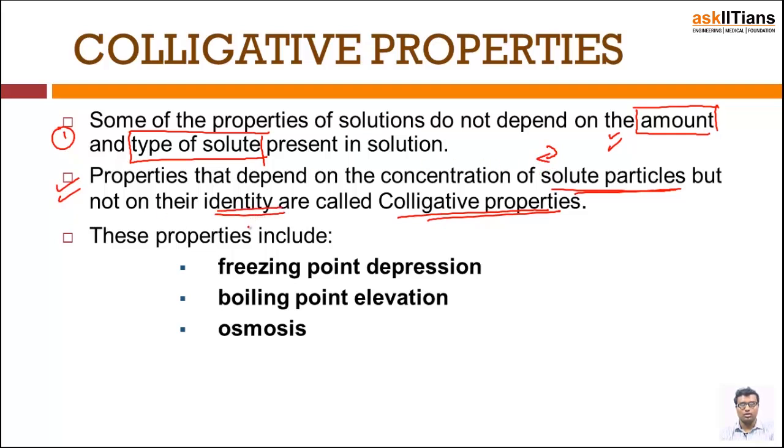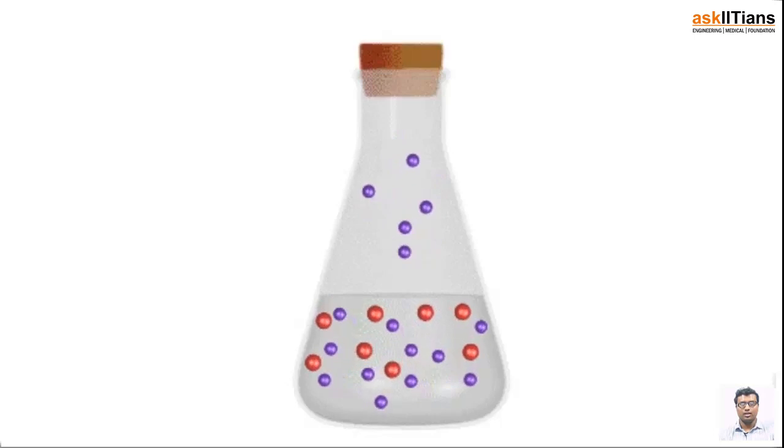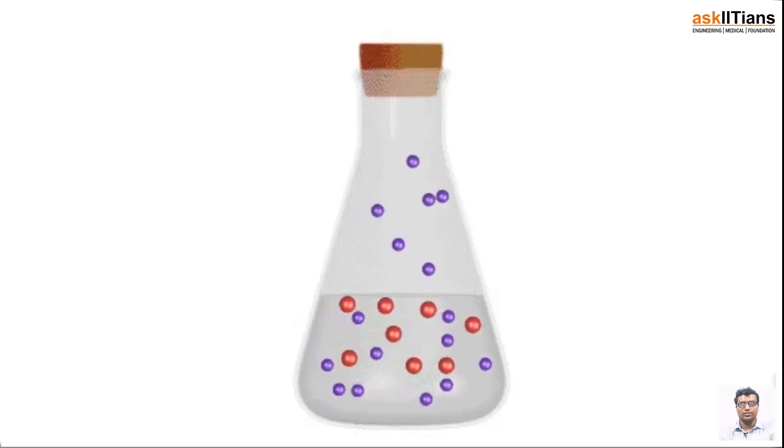So what are these colligative properties? The colligative properties are freezing point depression, boiling point elevation and osmosis. So these are a few important colligative properties. First we will start with boiling point elevation. First let's go through this animation.